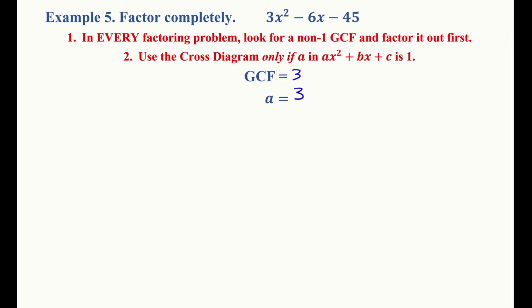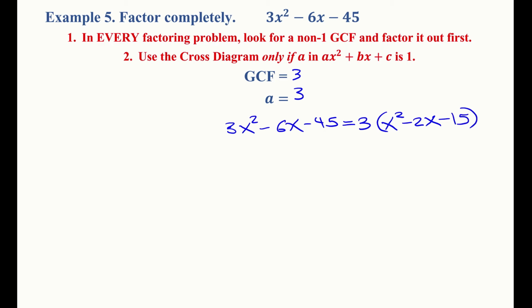is also 3. When this happens, that means there is some hope that we may still be able to use the cross diagram, because as long as the A doesn't change from 3, we won't be able to use that nice cross diagram. But right now, because we have a GCF other than 1, we're going to go ahead and factor it out. And when we do, we're left with x squared minus 2x minus 15.